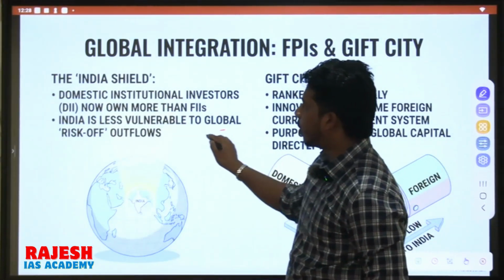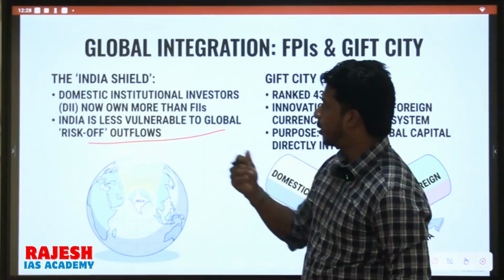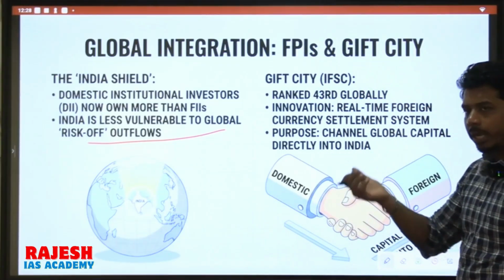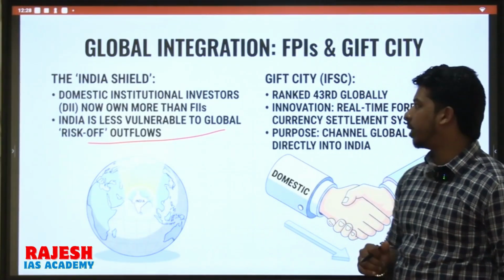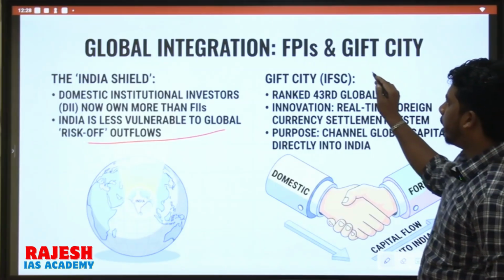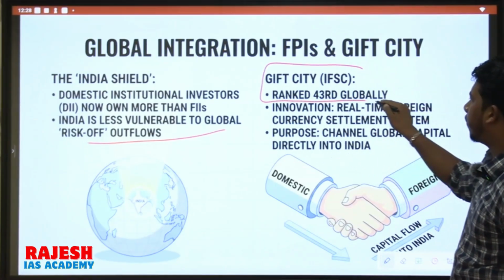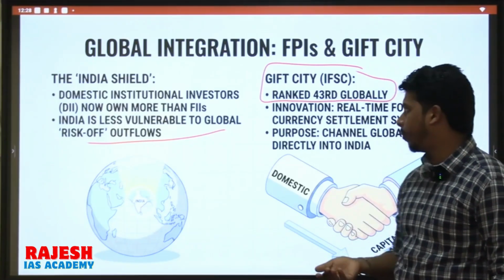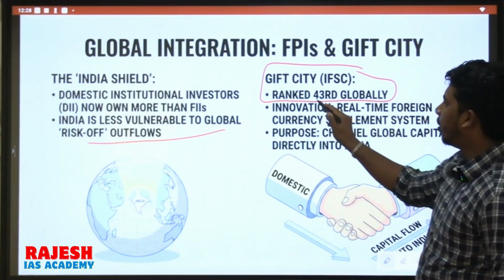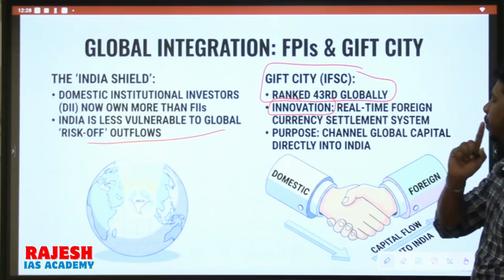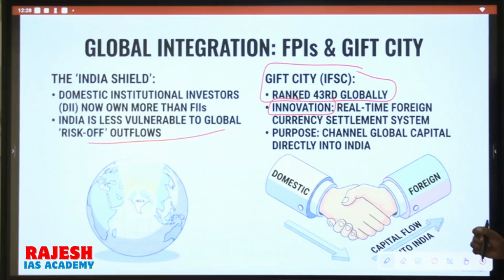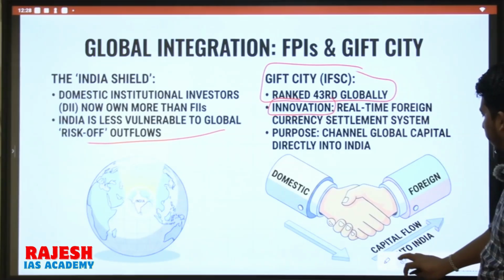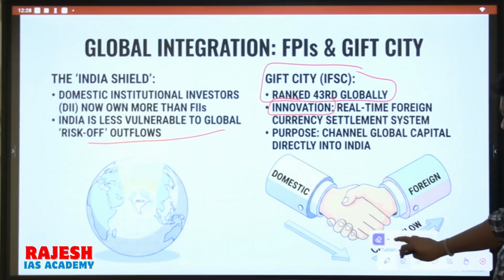Now India is less vulnerable to global risks because we are more dependent on domestic investors, not international investors. Here we can see the International Financial Center of India ranking 43rd. It is recently established. We will keep on improving. There are many innovations happening in this region. So this is about the GIFT City. You can read the facts.